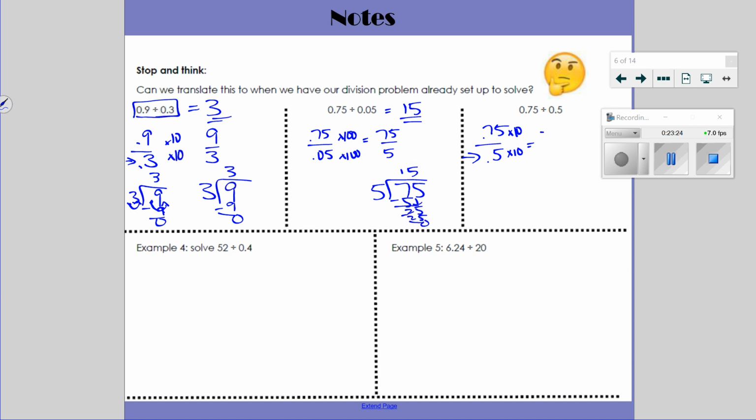So this now gives me 7 5/10 divided by 5. The winner goes in the house. He's my top guy. 5 goes into 7 once. The decimal comes straight up into my answer. 25 is going to go 5 times, and I end up with 0. So this one equaled 1 5/10.